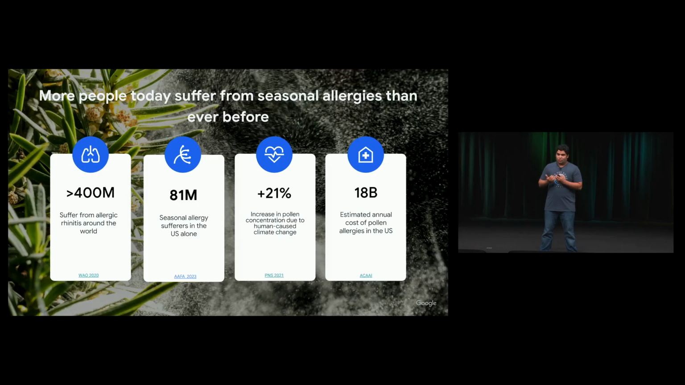Here's some numbers on why pollen is important. About 400 million people in the world suffer from allergic rhinitis. That's hay fever. In the US alone, that number is over 80 million. We're also seeing pollen concentration, the sheer volume of pollen in the air, going up by 20% year over year, specifically linked to human activity-related climate change.